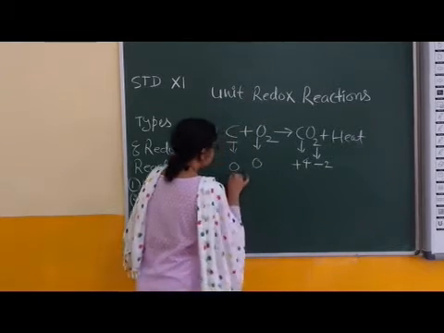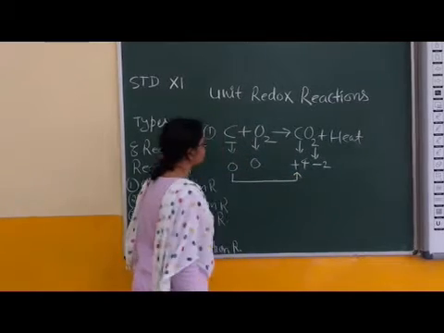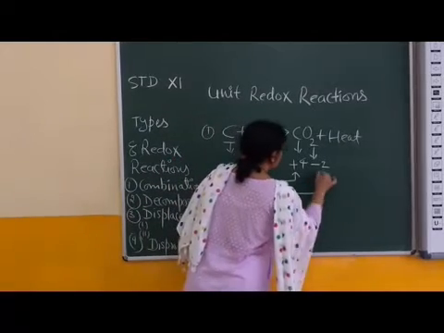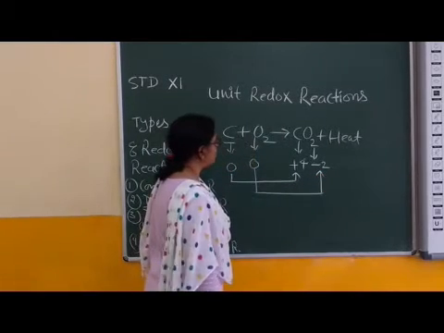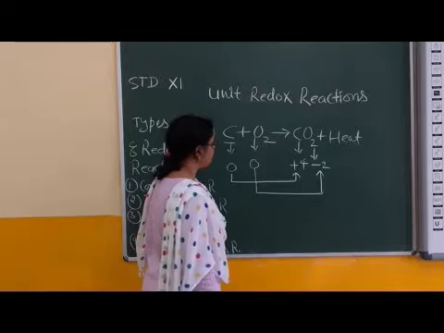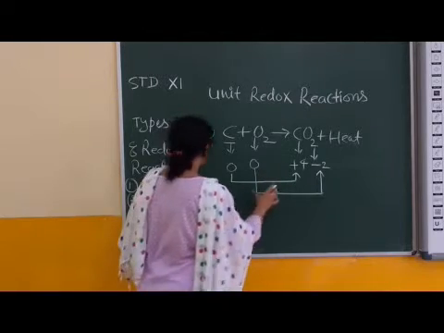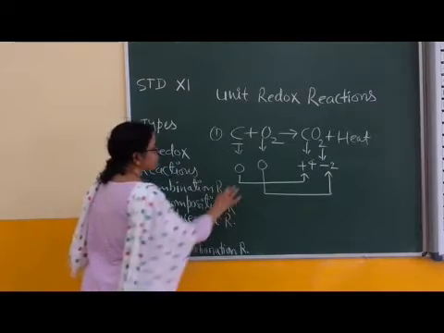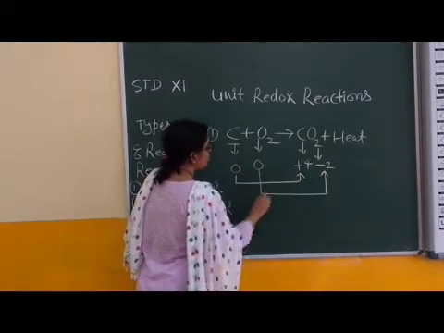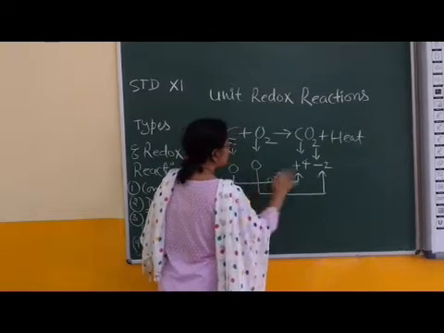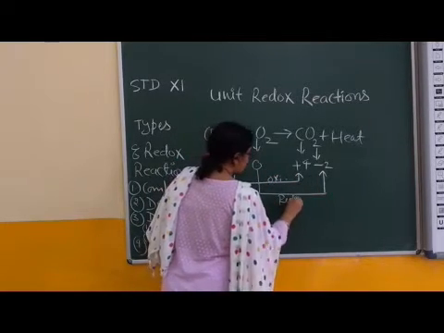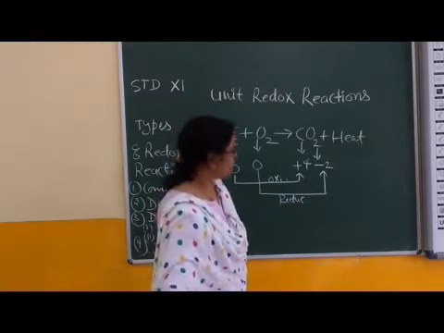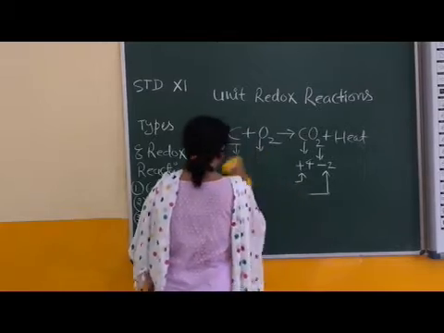What is the difference? From 0 to +4, carbon is oxidized. And from 0 to -2, oxygen is reduced. What is the type of this redox reaction? Combination redox reaction. Okay children, 0 to +4 is oxidation and 0 to -2 is reduction, and the combined reaction is redox. Next is decomposition reaction.